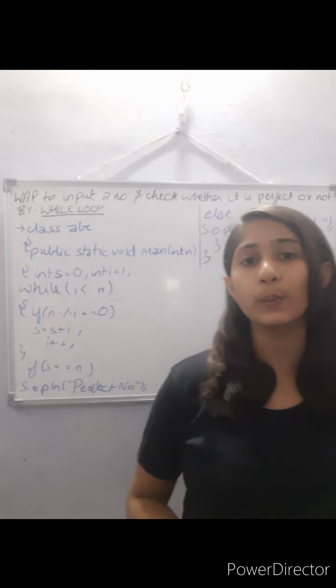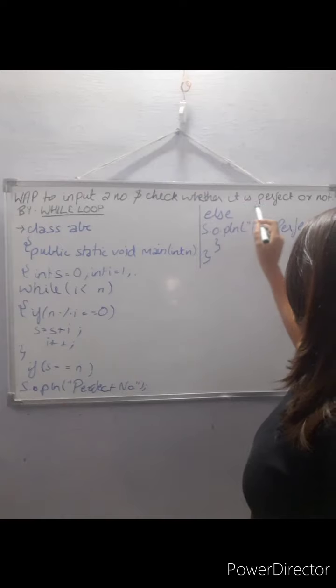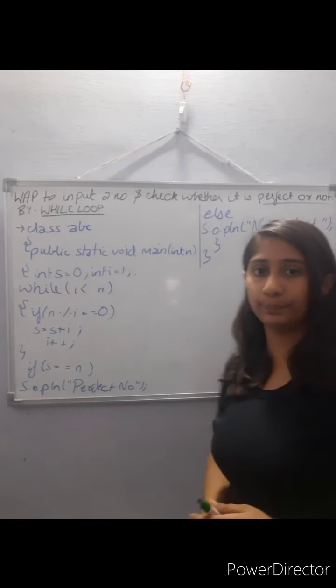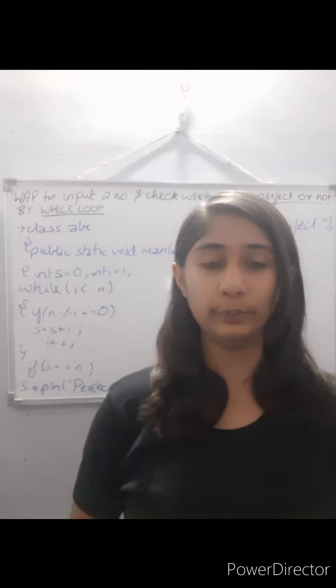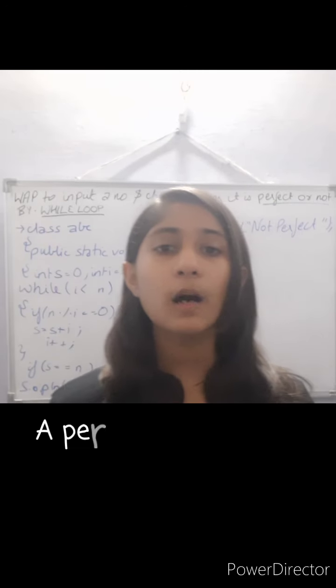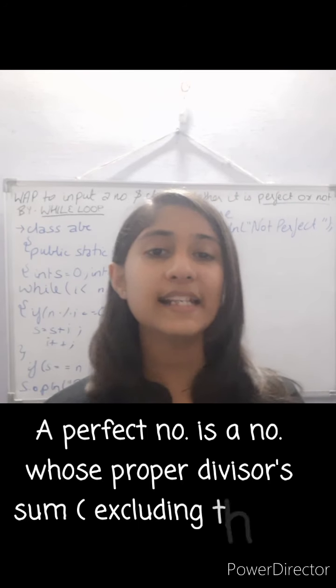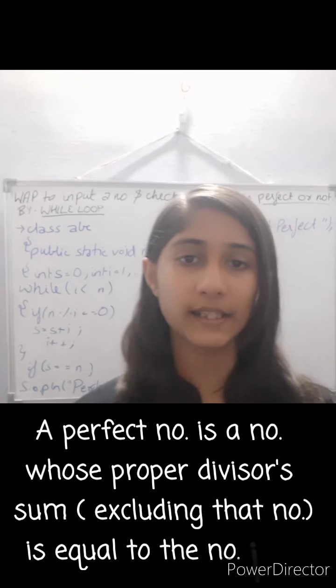So in today's video, we are going to study the program: WAP to input a number and check whether it is perfect or not by using while loop. So firstly, we should know what is a perfect number. A perfect number is a number whose proper divisor sum excluding that number is equal to itself.